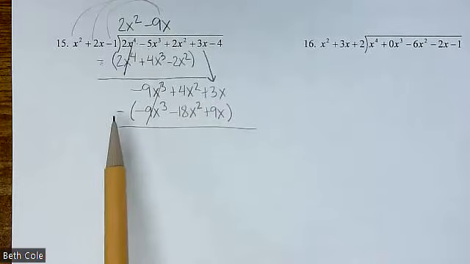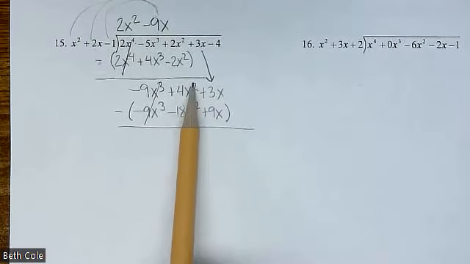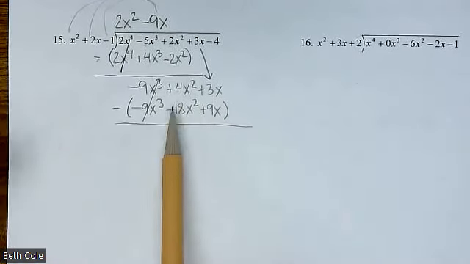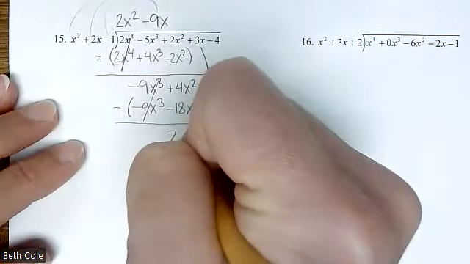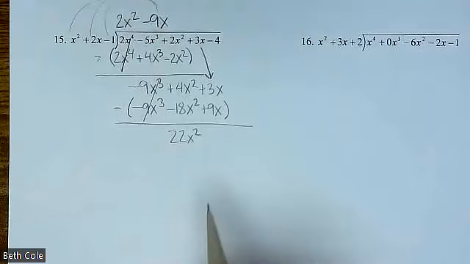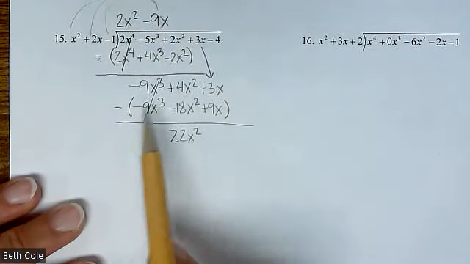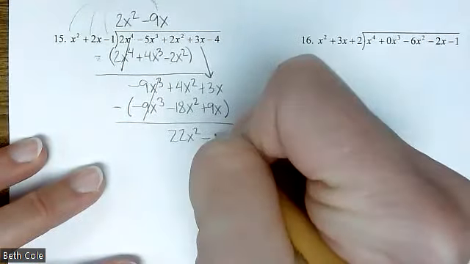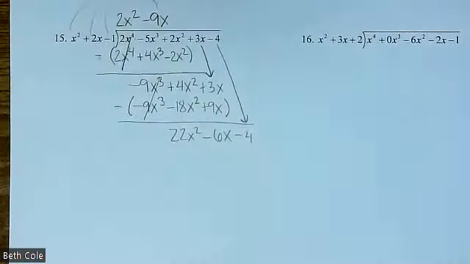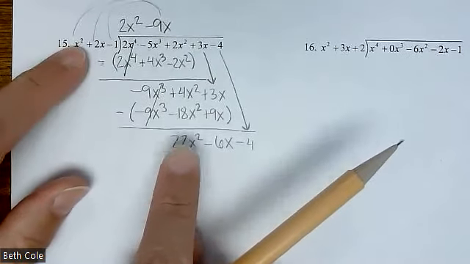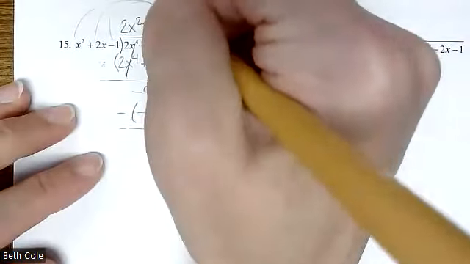Now this is 4 minus negative 18. So plus 18. So 4 plus 18, 22x squared. And then this is 3 minus 9, negative 6x. You're going to bring down the negative 4 and then one more time. And you're like, where does it end? One more. You need to turn an x squared into a 22x squared.